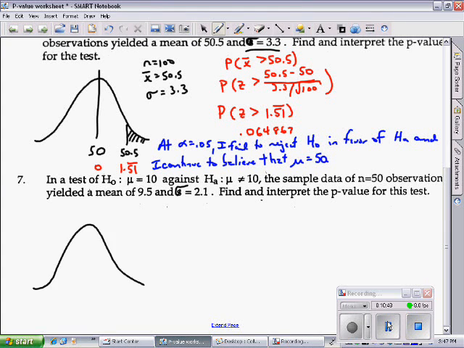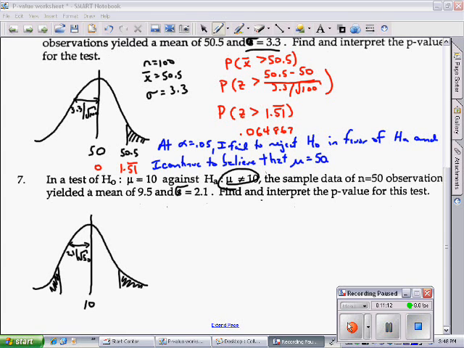You got a picture. The middle of that picture is 10. I should be writing the standard deviation on here, which is 2.1 over the square root of 50. I suppose I should do that up here too. This was 3.3 over the square root of 100. I've got a two-sided test, so I have this and this, two-sided test.